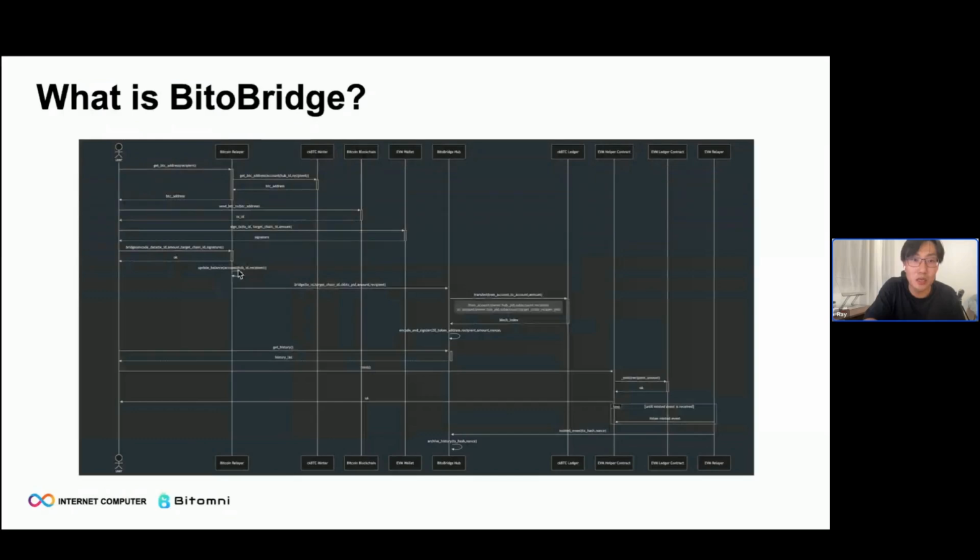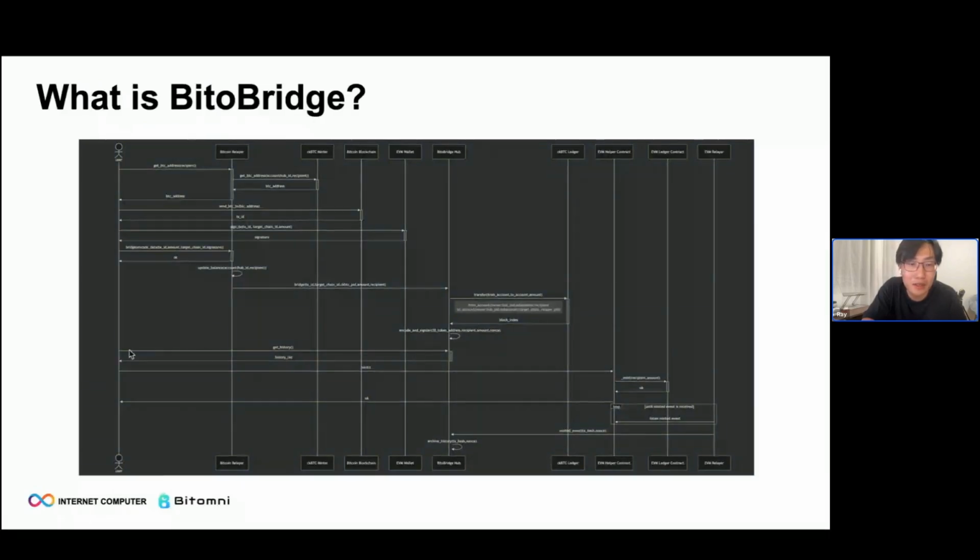After that, we see a small circle here. That means the Bitcoin relayer does this update balance step within its code snippet, and then also calls the bridge function on the BitoBridge hub, and then the BitoBridge hub calls the transfer function, and we pass in the from account, to account, and amount. It's a complicated account structure specific to ICP. I don't want to explain it in detail, but yes. Once this has been called, the CKBTC ledger will return a block index back to the BitoBridge hub, and then the BitoBridge hub does this encode and sign within it.